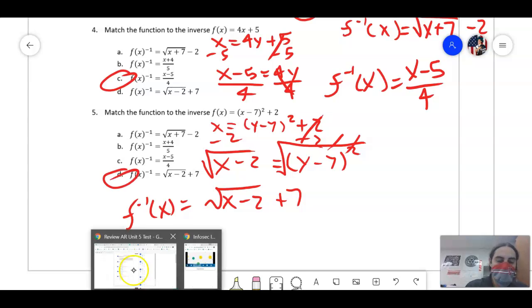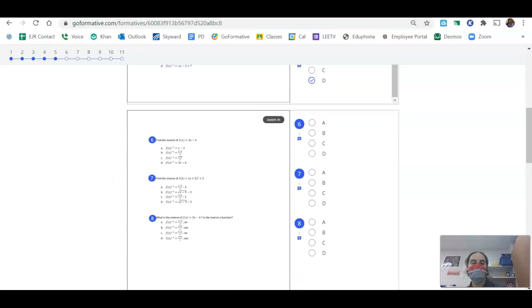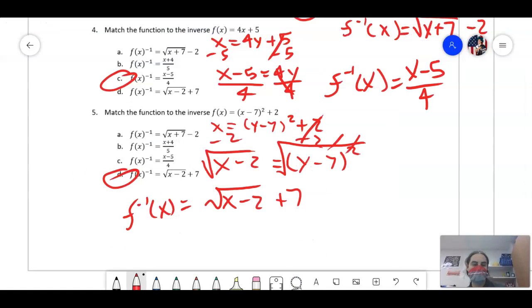That was kind of a process of elimination because if you noticed, 2 through 5 were the same answer choices for different questions. All right. Number 6, I should say.